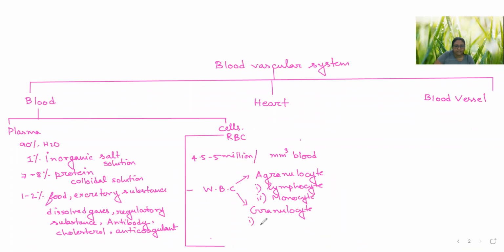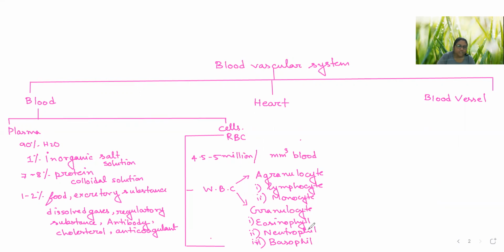Granulocytes are the ones which have granules, and these granules are stained by different types of granular substances. Depending on the nature of these granule staining substances, we classify them as eosinophil, neutrophil, basophil. So, eosinophil is stained by acidic substances, neutrophil by neutral stain, and basophil by basic stain.